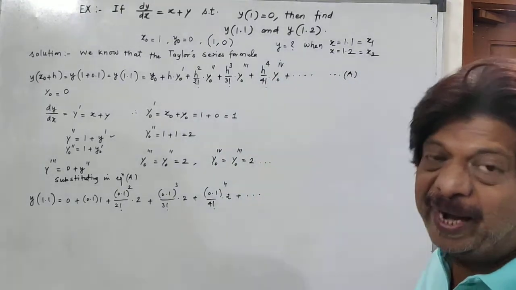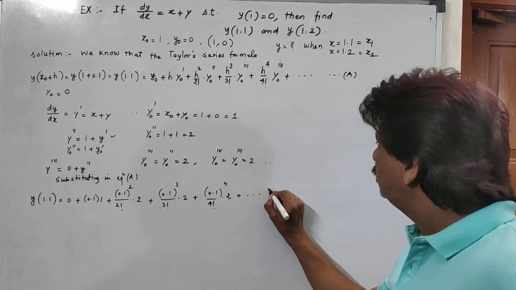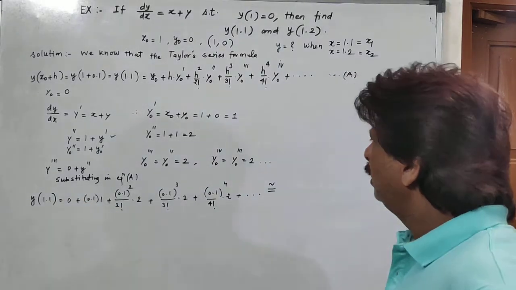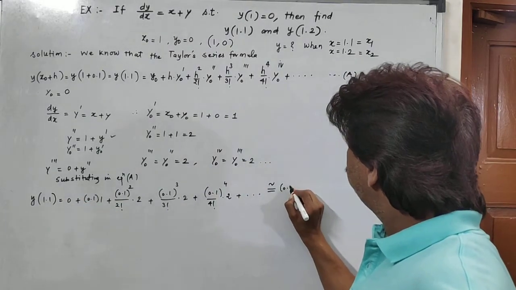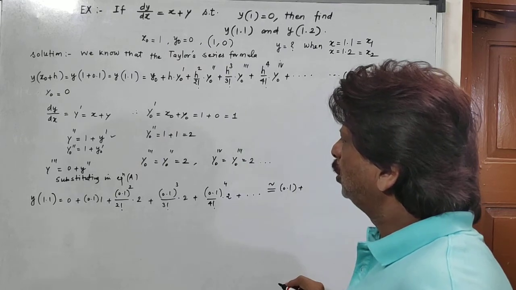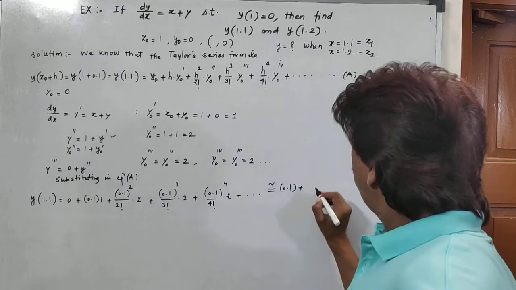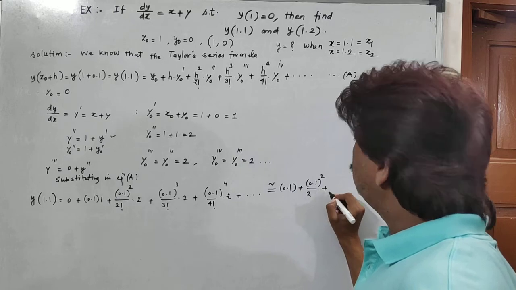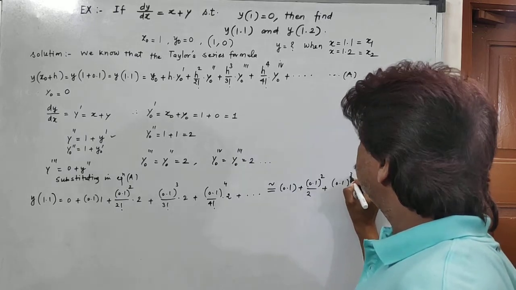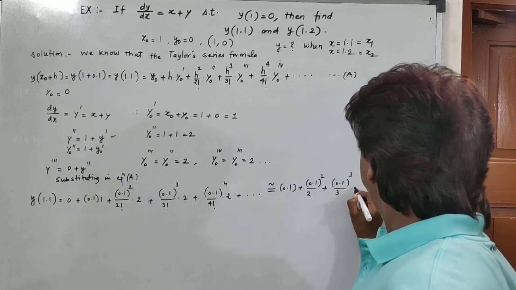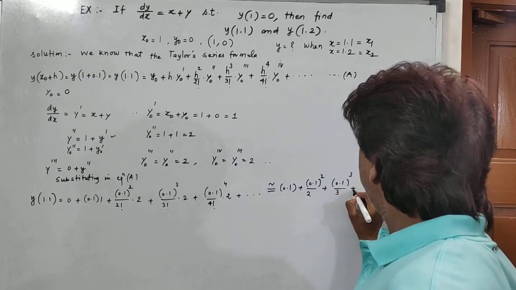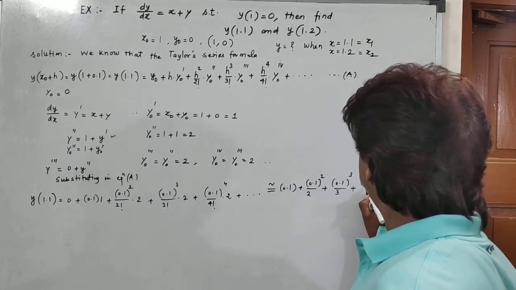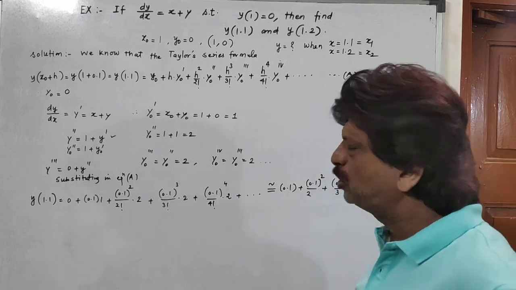We shall have to add infinitely many terms, but it is approximately equal to adding the first 1, 2, 3, 4 and 5 terms only. So it is 0.1 plus 0.1 square by 2 plus 0.1 cube by 3 plus 0.1 raised to power 4 by 12, up to this term.